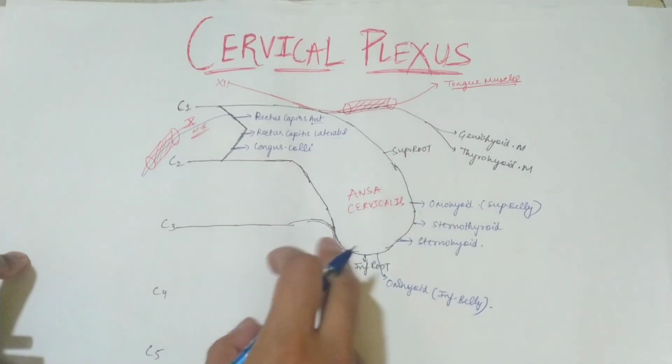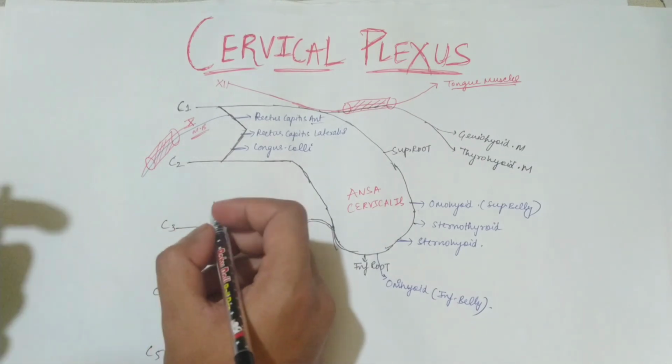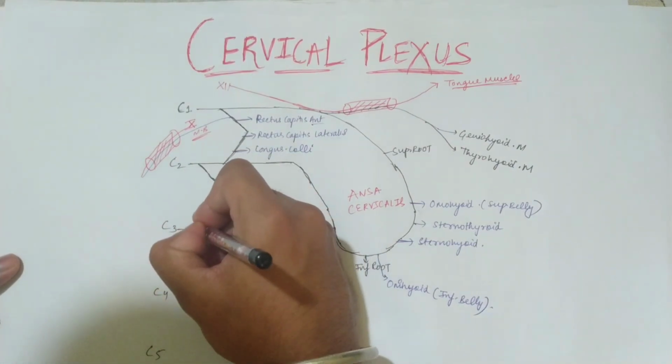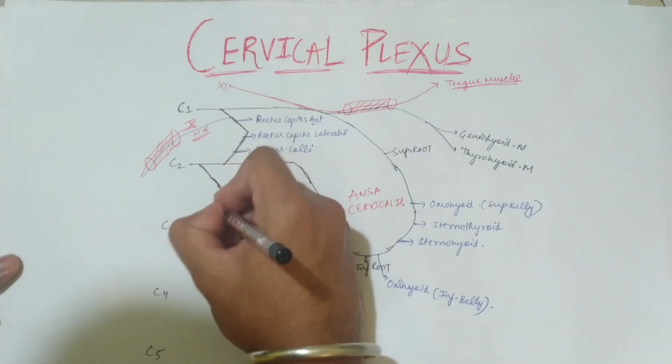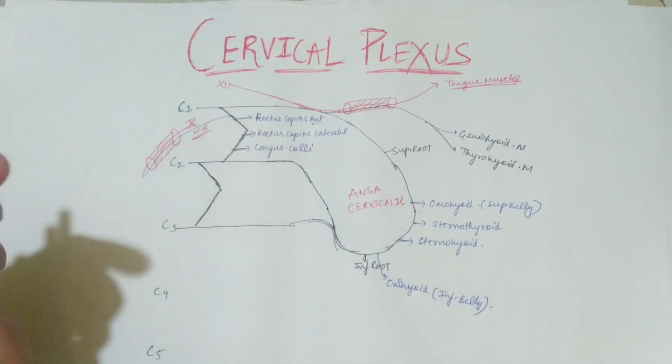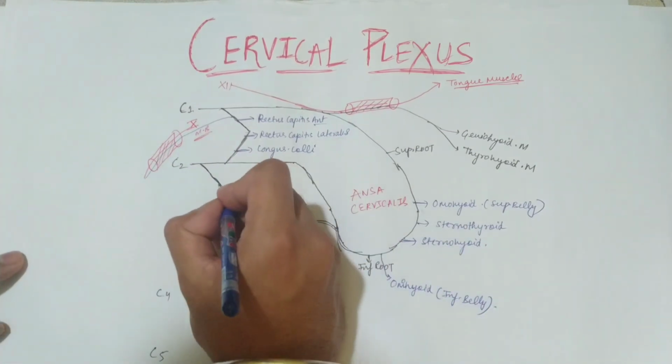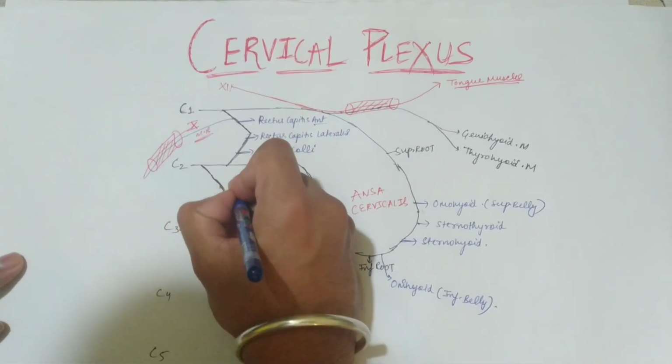So this was the ansa cervicalis. Now from the C1 and C2 roots, one sensory branch arises to the forward side, and this is your greater auricular nerve.